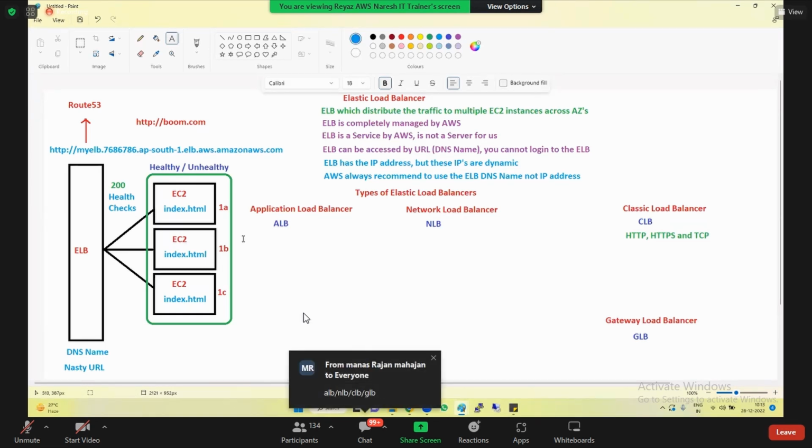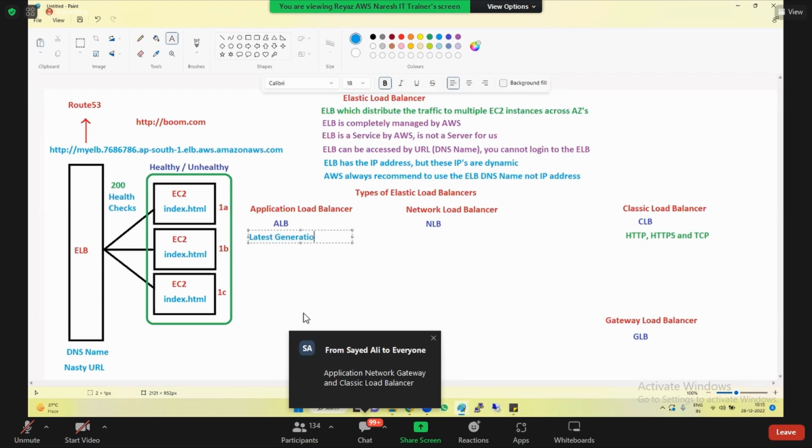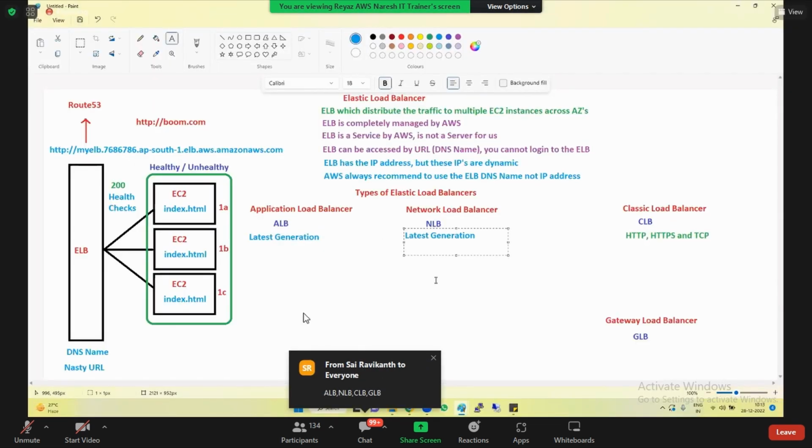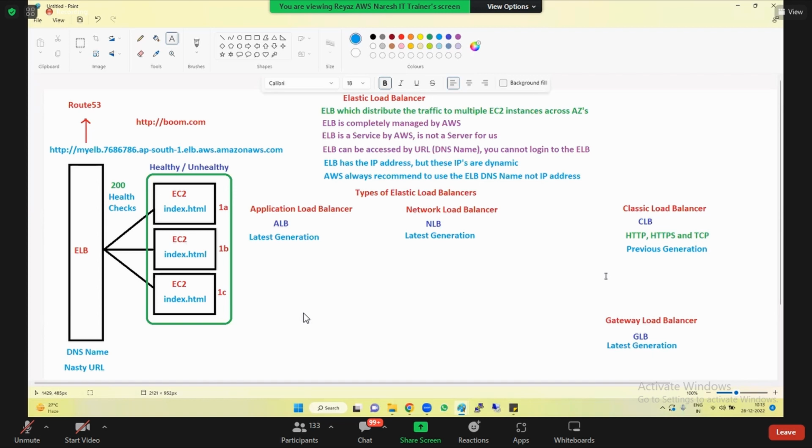So these are latest generation. But this one, classic load balancer, has become the previous generation. That is because there are so many requirements coming up from the customers, and classic load balancer is getting outdated. That's the reason why I told it is a previous generation.